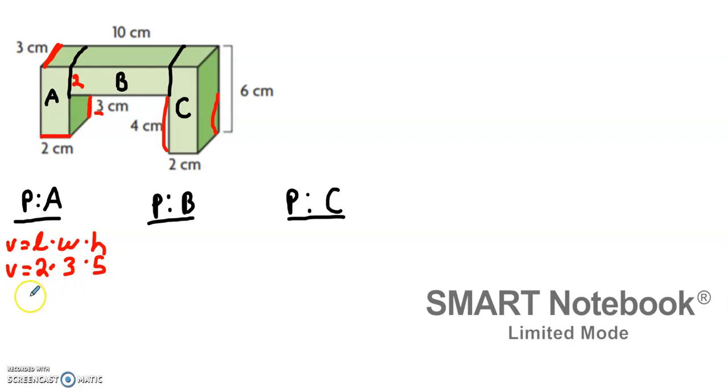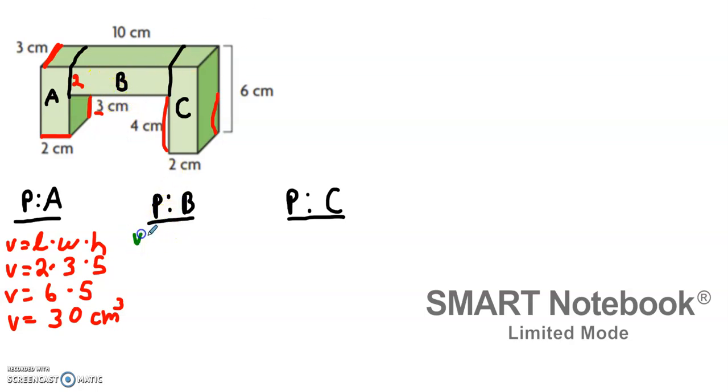So I have to sit and really think sometimes. So then I do my formula. 2 times 3 is 6. 6 times 5. And then I have 6 times 5 gives me 30. Now I could label it here, and I'm going to write centimeters cubed. So I found the volume of this first one. I now have to find the volume of B.